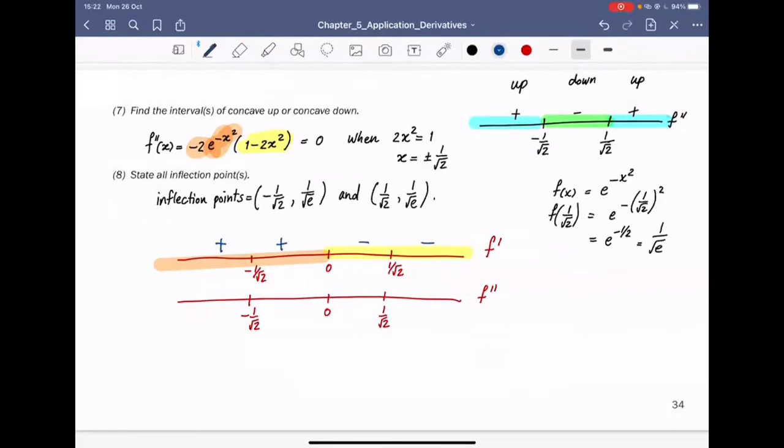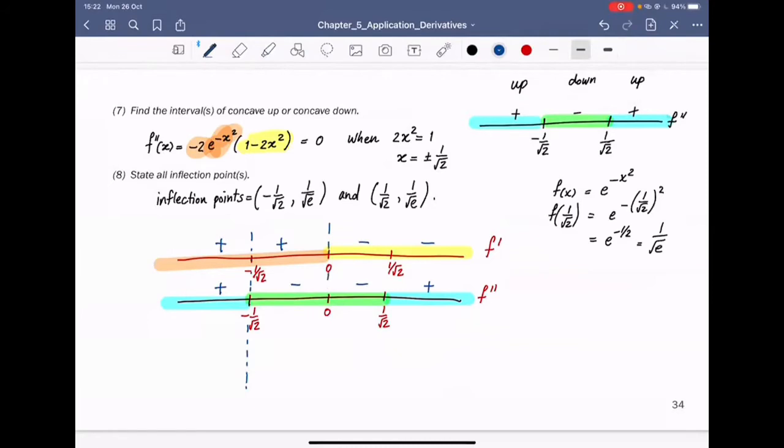And then on the f double prime, I know that everything in between negative 1 over square root 2 and 1 over square root 2 is going to be negative. Everything else is positive. All right, we're almost there. And here we go. So now we have 4 pieces of the graph. The first one is below x equal to negative 1 over square root 2.